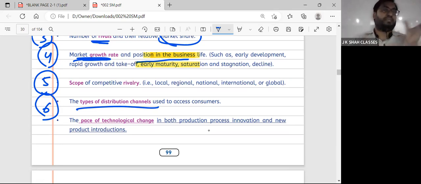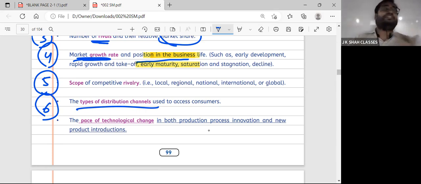They have physical presence also, they have online presence also, and more importantly, they have exclusive stores also. In exclusive stores, only your brand will be sold there. Other retailers will keep the product, but if you want to buy one particular brand, that brand has its own exclusive store also. You all understood this? Seventh point, the pace of technological change.